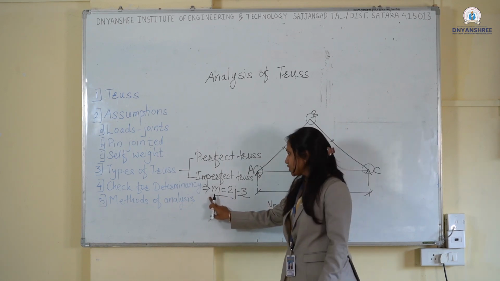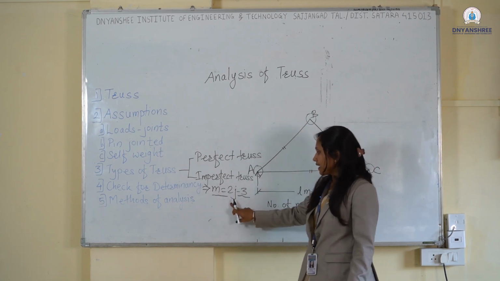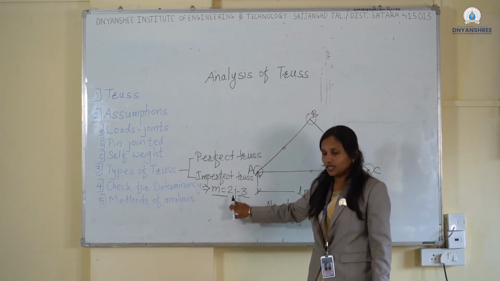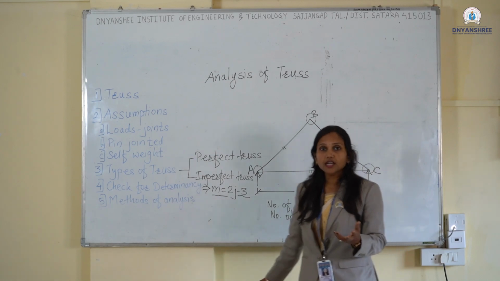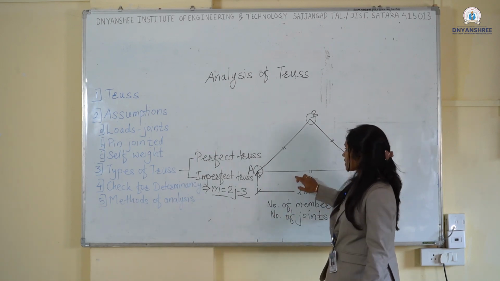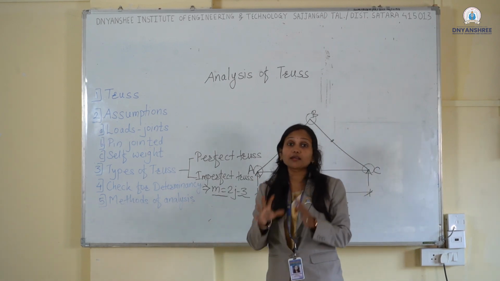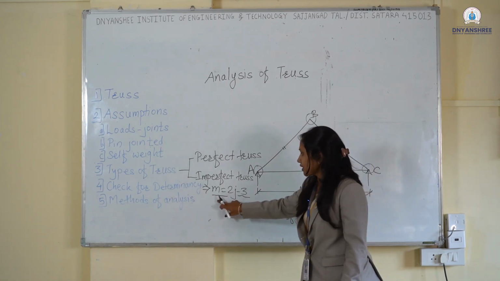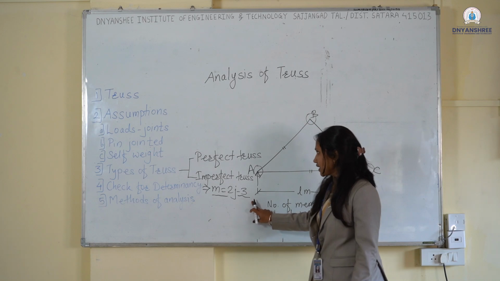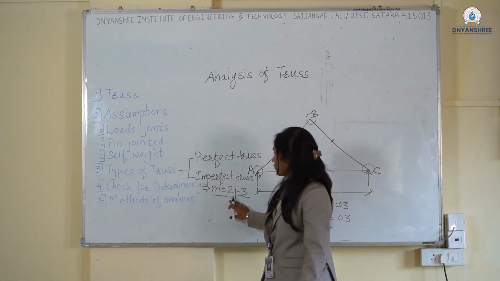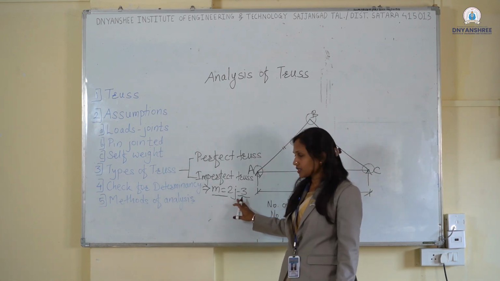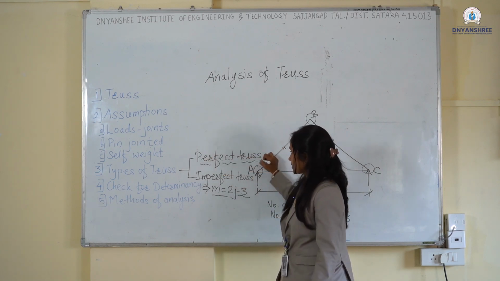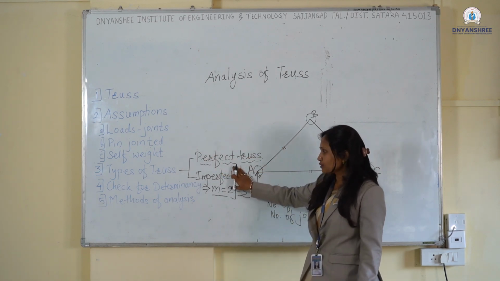So that's why m is equal to 2j, because one joint connects two members. That's why the coefficient of m is 1, and for j, 2 members are required, that's why it is 2j minus 3. Why is this 3? Because at least 3 members are there to form the simple truss assembly. That's why we have this equation, m equal to 2j minus 3. Now if m equal to 2j minus 3 is satisfied, that truss is known as a perfect truss.